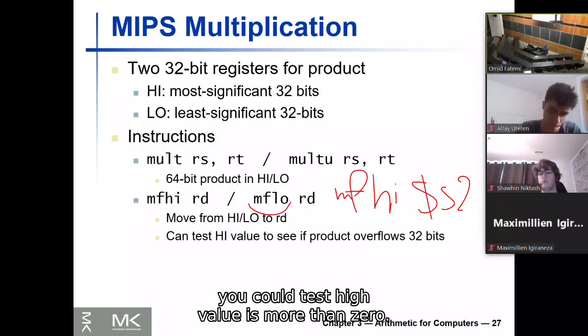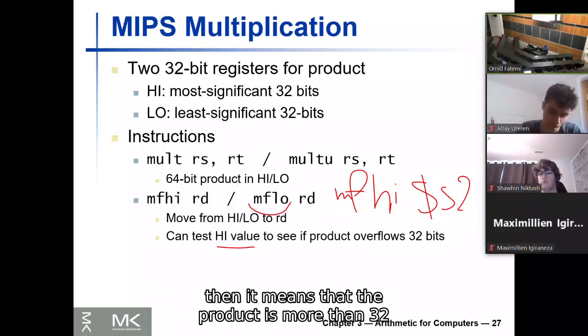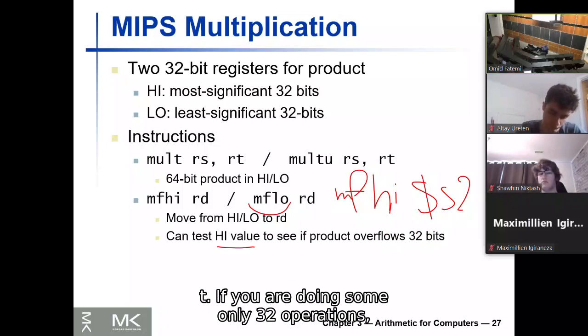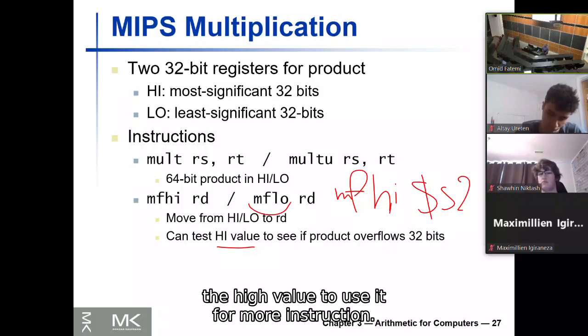So you could test the high value to see if it is more than 0. If it is not 0, then it means that the product is more than 32 bits. If you are doing only 32-bit operations, then it means that there is overflow. But you could also use the high value for more instructions.